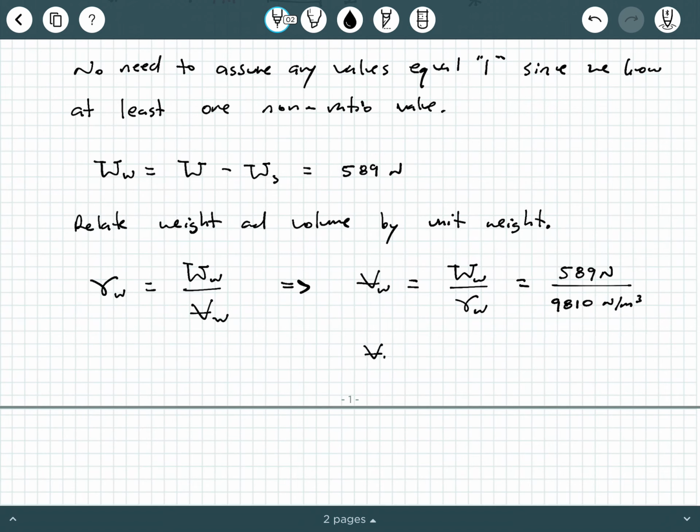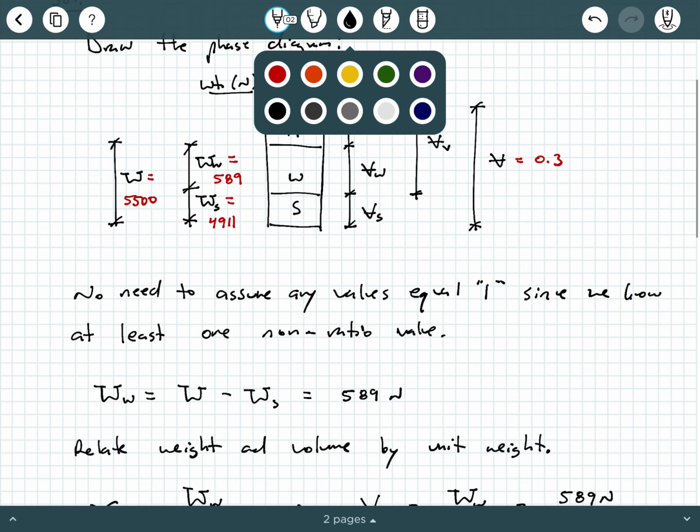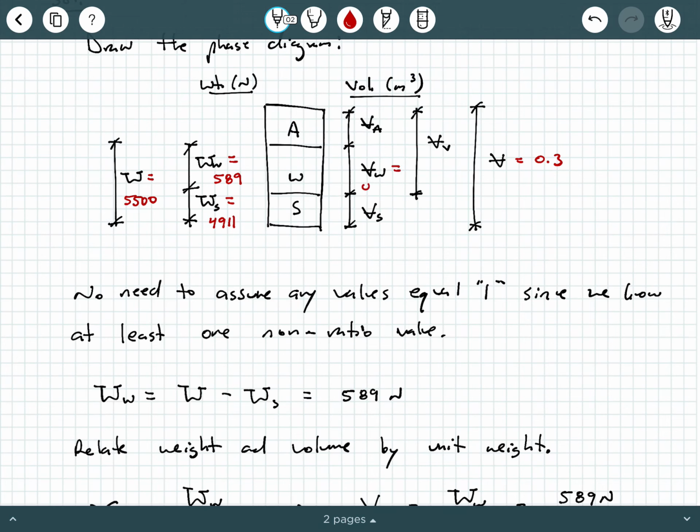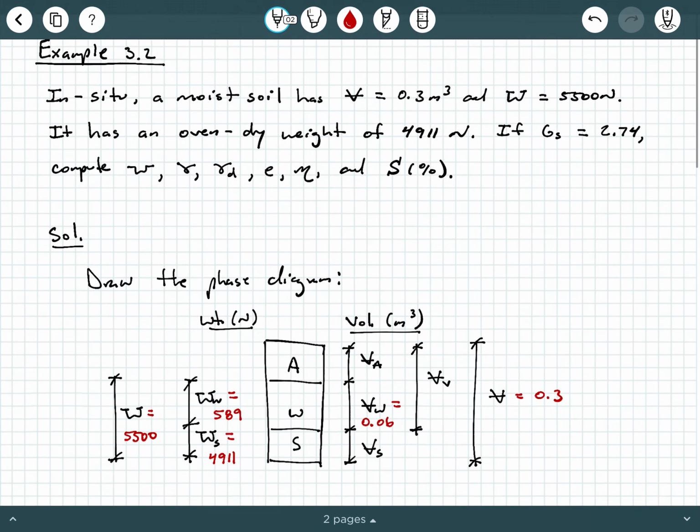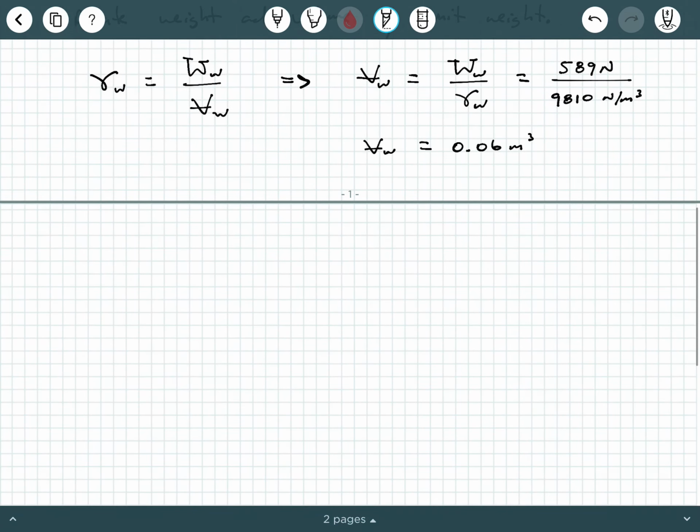So we can solve for the volume of water as the following: 589 divided by 9810. And we should get a volume of water of 0.06 cubic meters, and we can populate that part of our phase diagram right now, 0.06. Okay, now we're going to do something similar but with a volume of solids. Now, were we given a density of soil solids? Not really, but we were given a specific gravity of soil solids. So let's use that now.